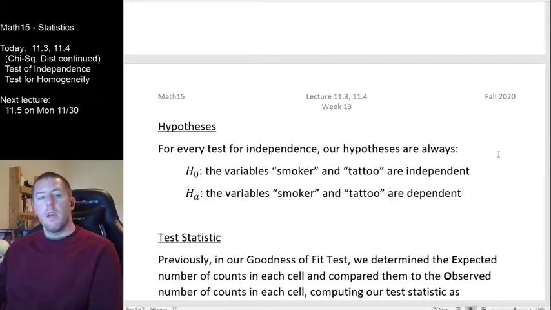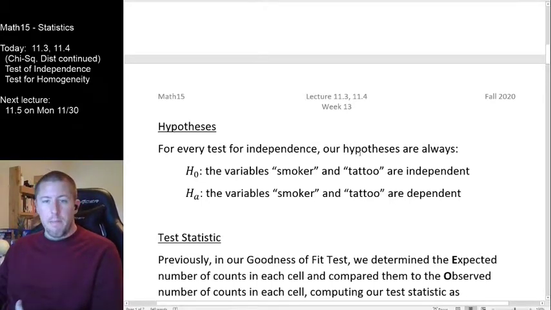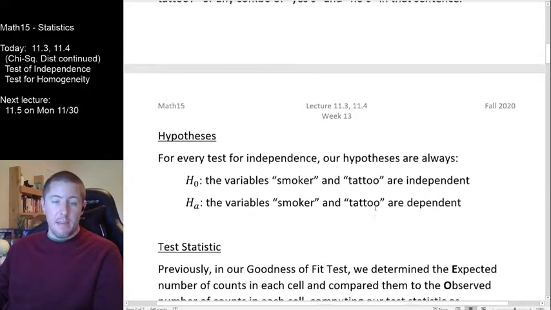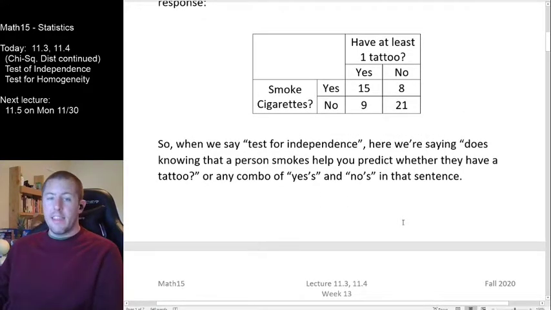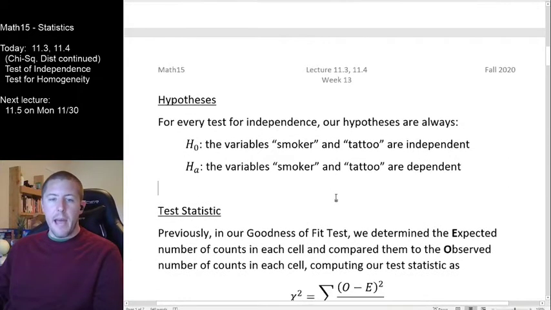Same 4 steps. Our hypotheses for all of our tests of independence are going to look essentially exactly like this. Obviously, our variables are specific to this example, but it's always going to state that each of the variables we captured from our one population are independent of one another. Alternatively, what we are suspicious that we might be showing is that there's actually some dependency between these variables. Based on just looking at this table, I think we will end up rejecting the null hypothesis that they're independent and concluding that they are dependent on one another, because I think that if I know your smoker status, that will help me predict your tattoo status, things like that.